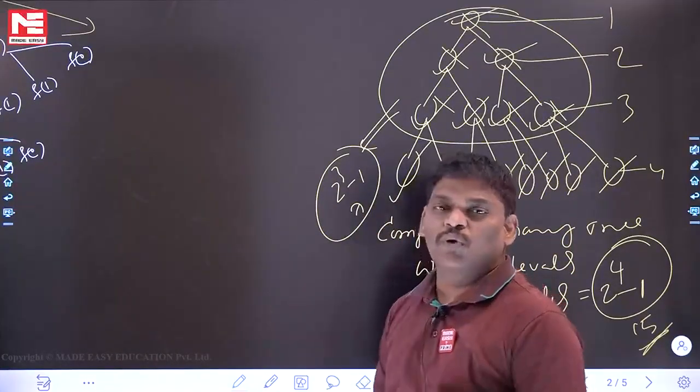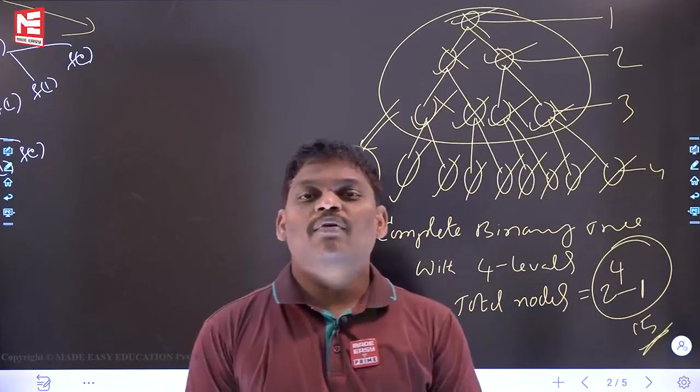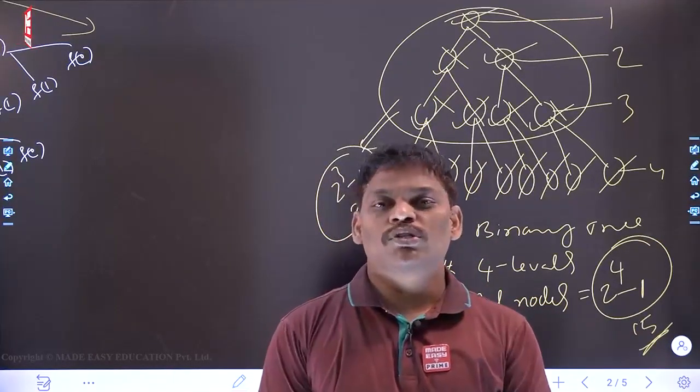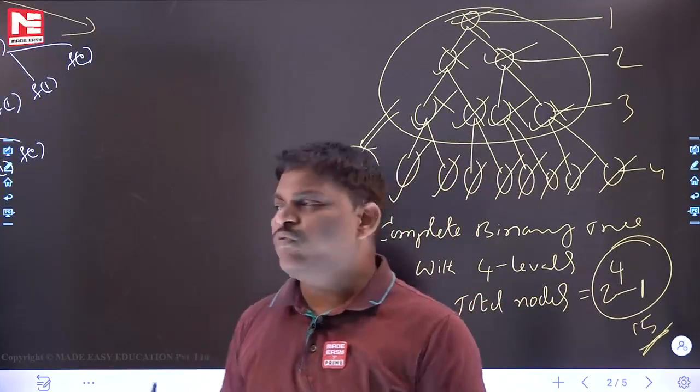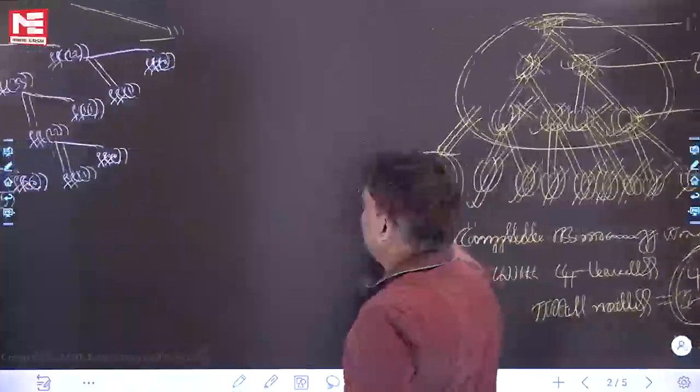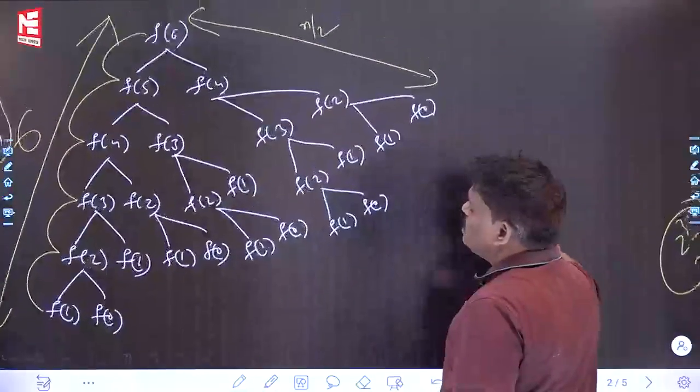And one more. Can you help me now? A k level complete binary tree contains total nodes how many? 2 power k minus 1. I am thinking that you are really comfortable. Now see the story now. Please see this one.